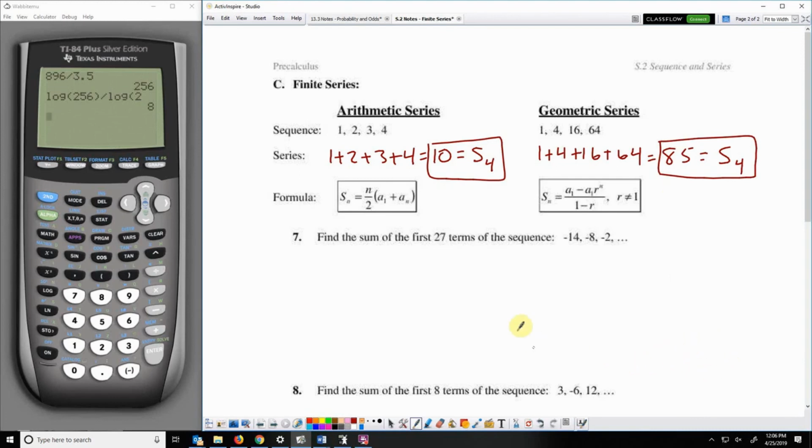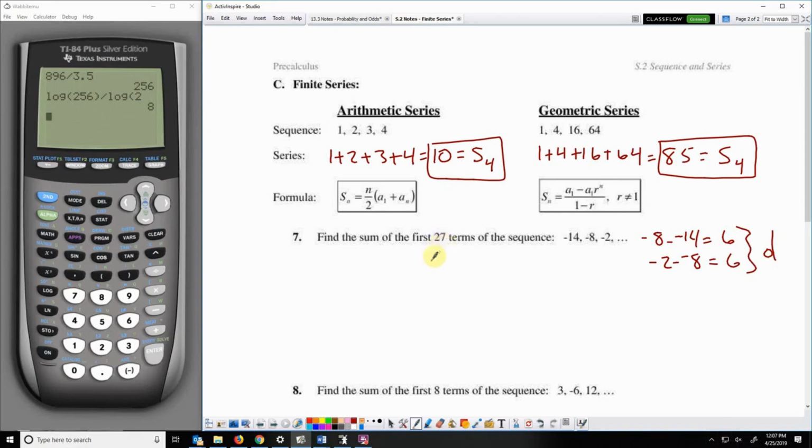Okay, to evaluate a finite series, there's a formula for arithmetic, there's a formula for geometric, and we'll just talk about them as they come up. So here is a sequence, negative 14, negative 8, negative 2. Looks arithmetic to me, so negative 8 minus negative 14, that's 6. Negative 2 minus negative 8 is also 6. So that is our common difference.